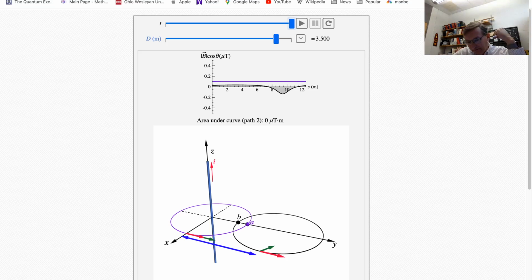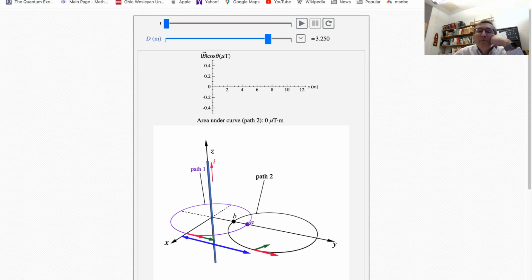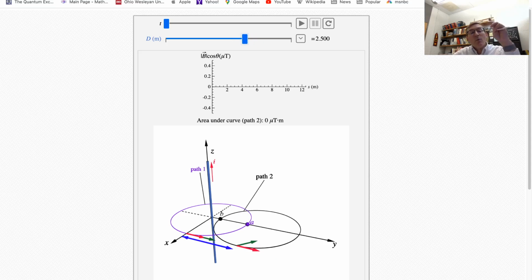So now I'm going to reset the animation, and I'm going to make the D a little bit smaller. Let's go down to something like 2.5 meters. Okay? Now, see path 2 got a little bit closer to the wire? But notice that the wire still does not pierce through the interior of path 2, like it does in path 1, yes? So when we run the animation and we get the graphs from which we can get the circulations, what do you think we're going to get for path 2? Think about that a minute. You ready? Make a prediction.